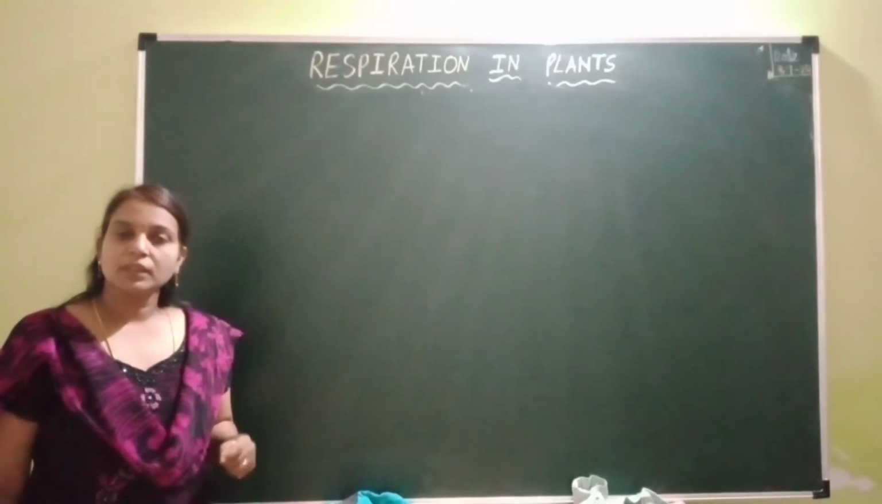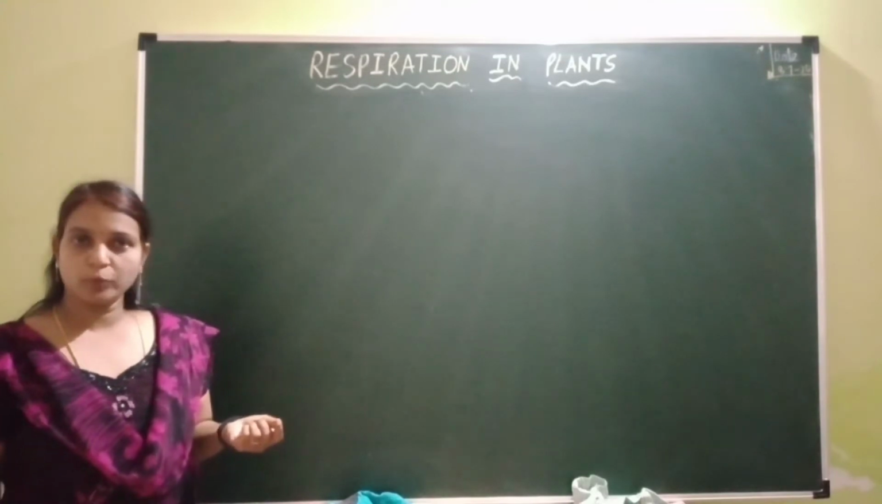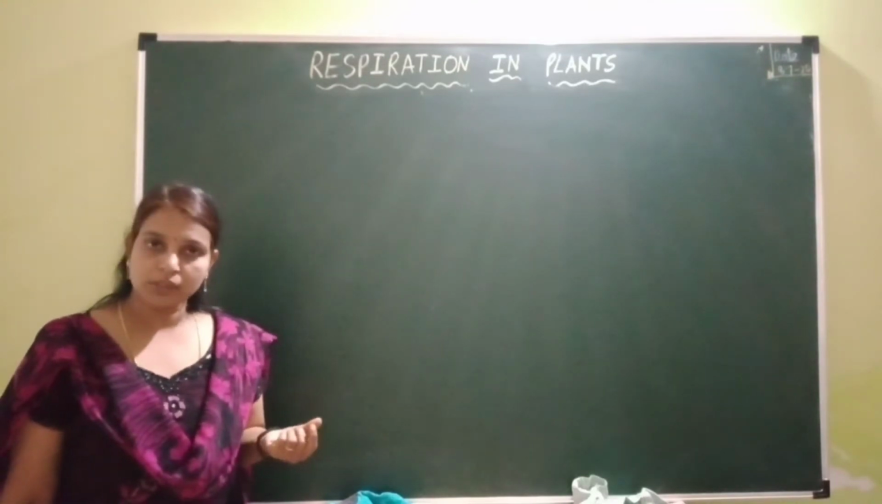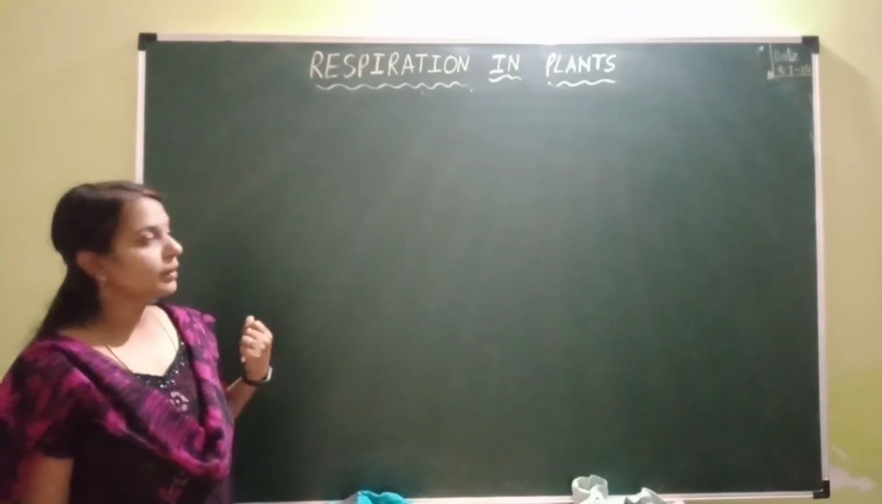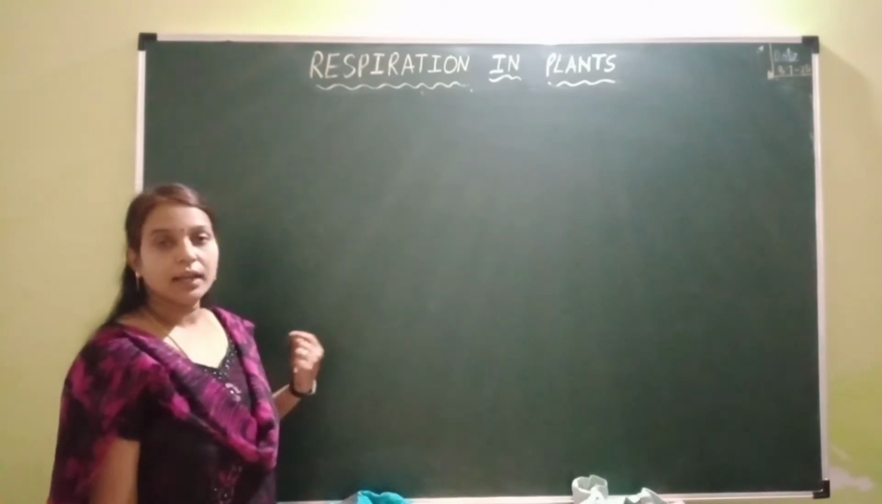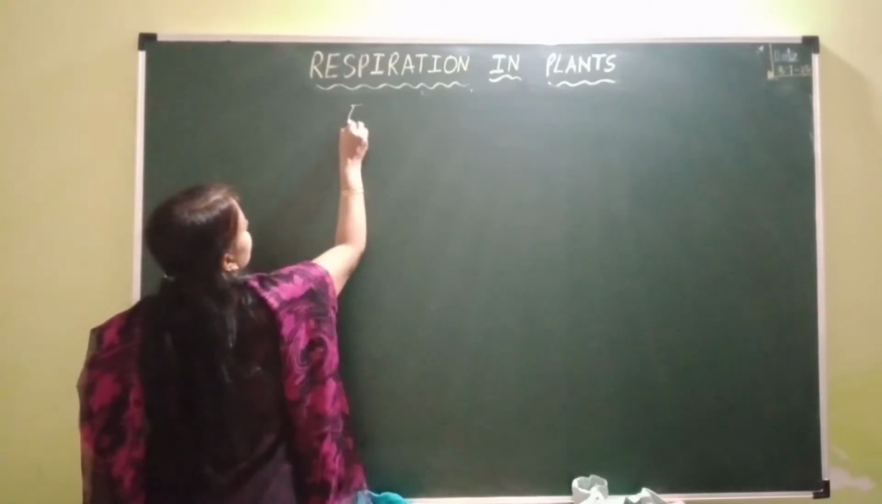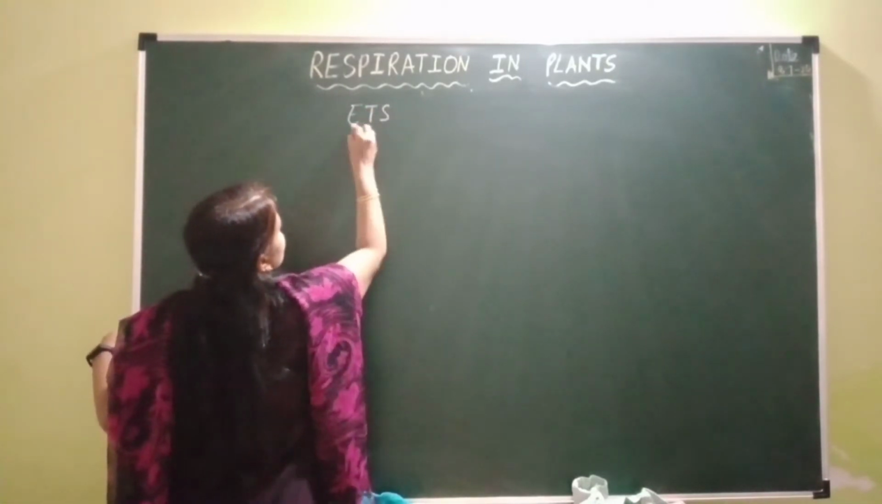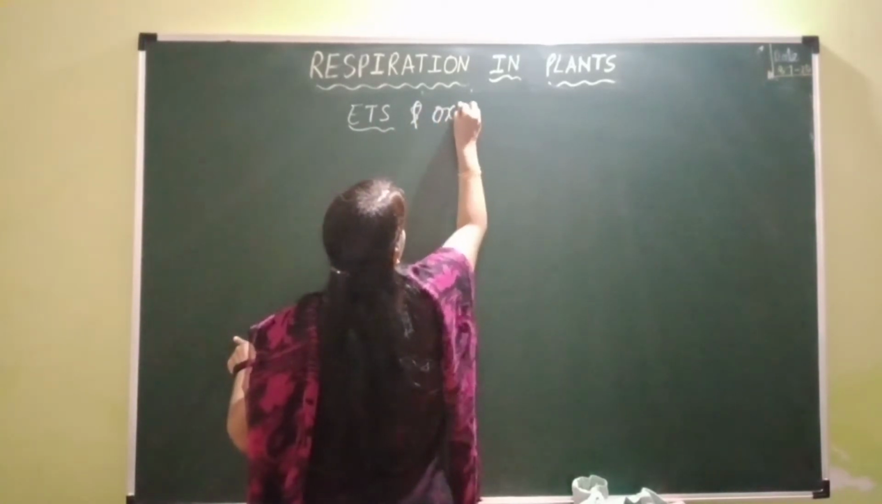Hello students, in the previous videos I started with aerobic respiration. In that aerobic respiration we studied glycolysis, link reaction and Krebs cycle. Now in this video I am going to start with ETS, electron transport system and oxidative phosphorylation.